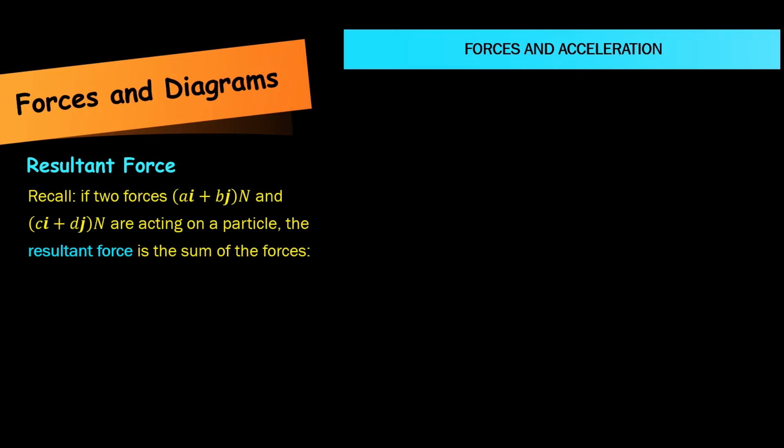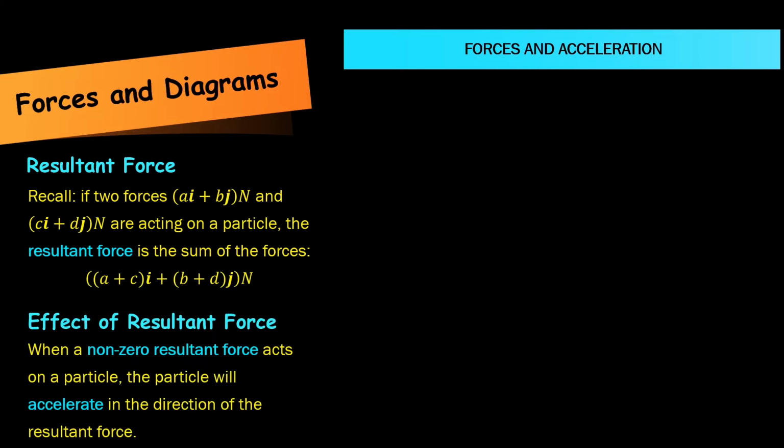Recall that if two forces, Ai plus Bj newtons and Ci plus Dj newtons, are acting on a particle, the resultant force is the sum of the forces. When a non-zero resultant force acts on a particle, the particle will accelerate in the direction of the resultant force.